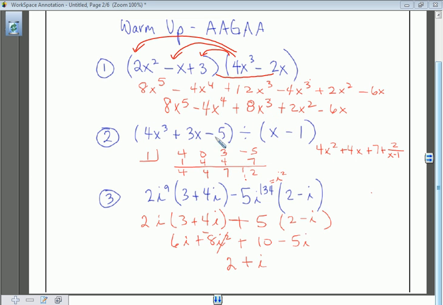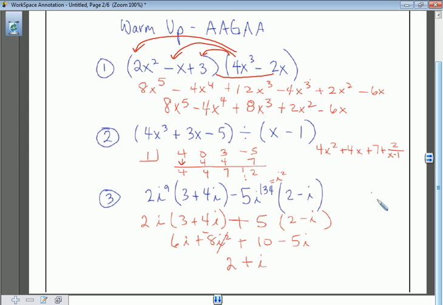Okay, the second one, I was dividing by a linear binomial, so I chose, once again, just like yesterday, synthetic division. Do you see I'm missing the quadratic term? And when I am, I must put the placeholder in of a 0. So you bring down the first one. You multiply, you add, you multiply, you add, you multiply, you add. So today we get a remainder.